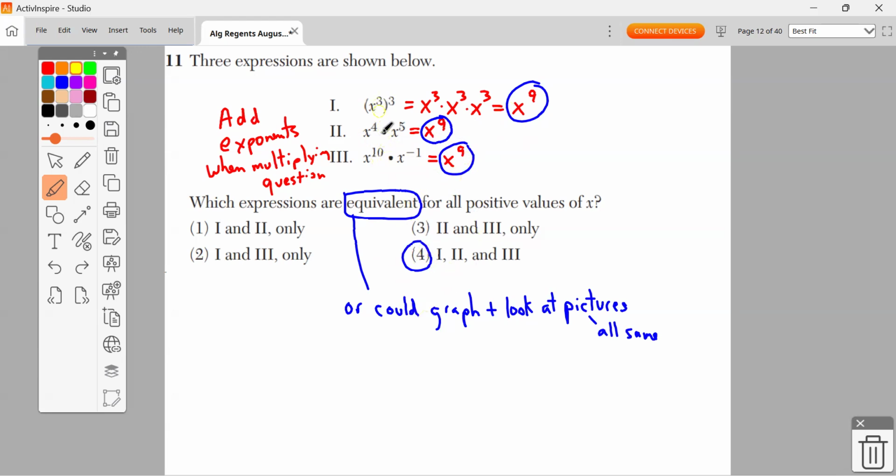You could just type all of these into your y equals, each one individually, and graph it and look at the pictures. You're going to notice right away that all 3 are the same. Or you could hit second and table, and all 3 are the same.